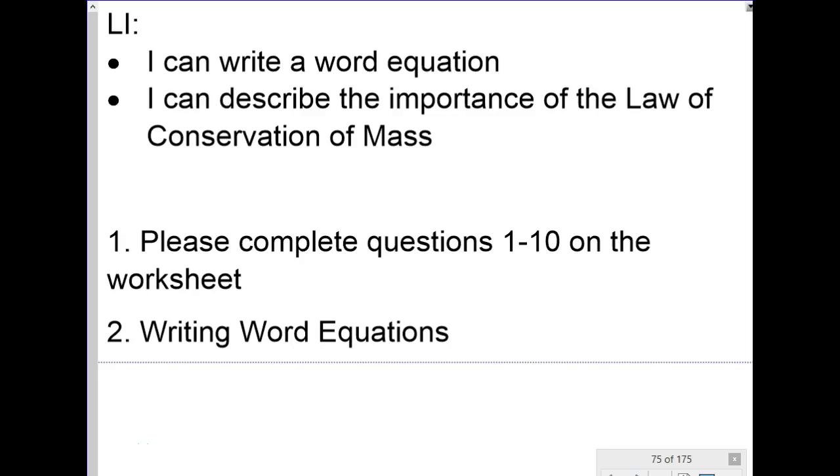Yesterday we started to learn about how we tell people about the chemical change that is happening. One of the ways that we describe a chemical change is to use a word equation. For example, this is probably one of the most important chemical reactions I could teach you about in all of high school science. This is the reaction of photosynthesis, and this is why life on Earth can exist.